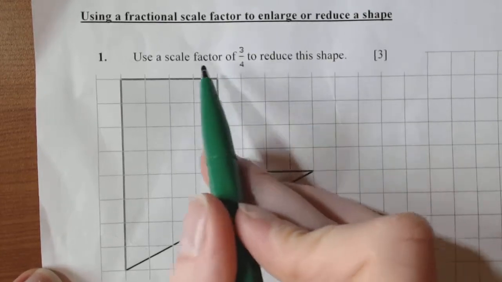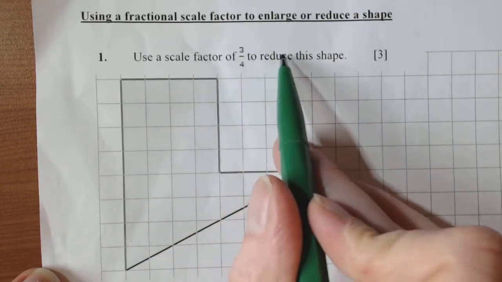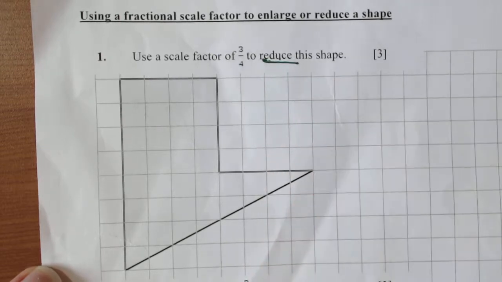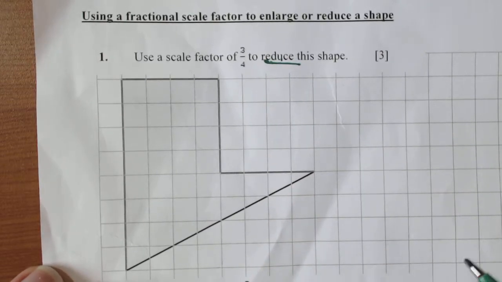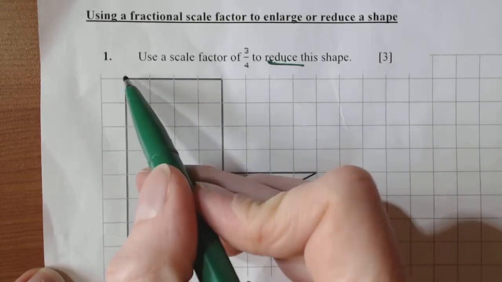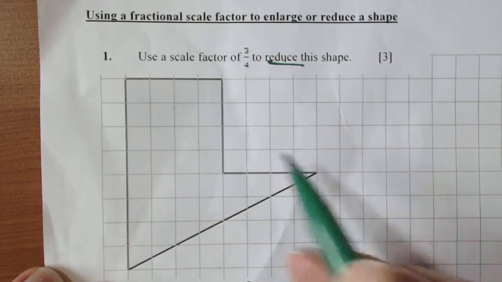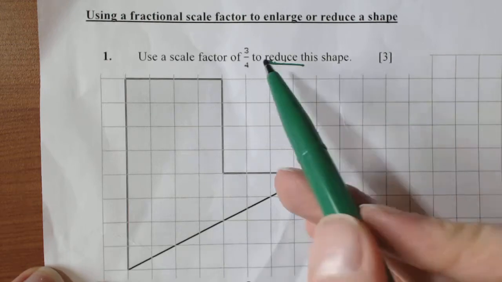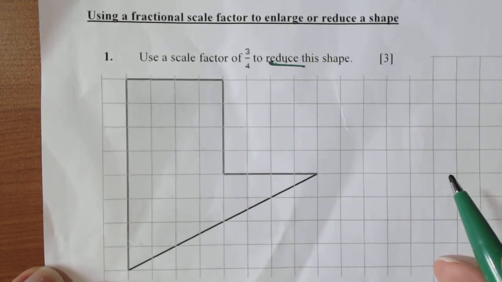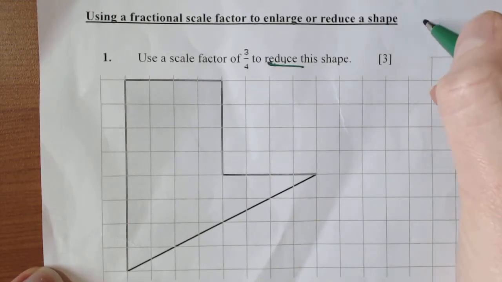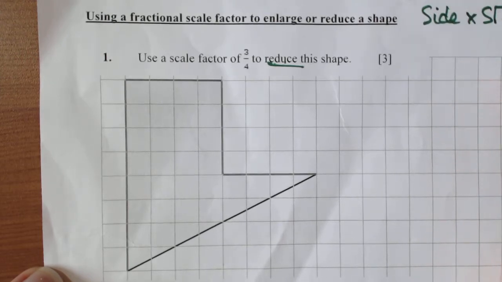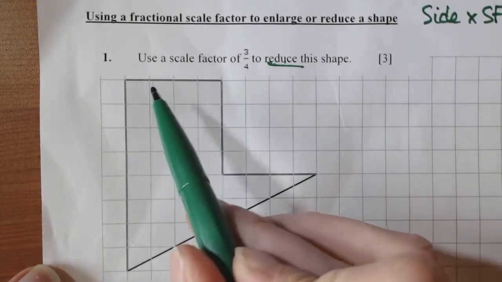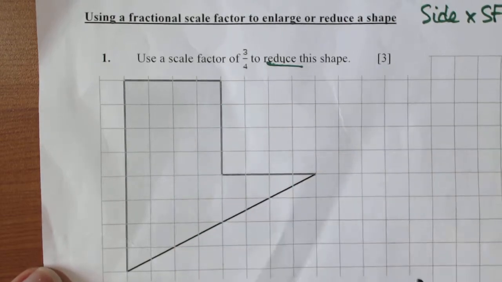So, what they're saying here is use a scale factor of 3/4 to reduce this shape. They're telling you the shape's going to be reduced, so it is going to be smaller. They give you square paper, so all you do is count the size of each side and then times it by the scale factor. You could even say side times the scale factor. Obviously if you times a number by 3/4, it is going to be smaller.